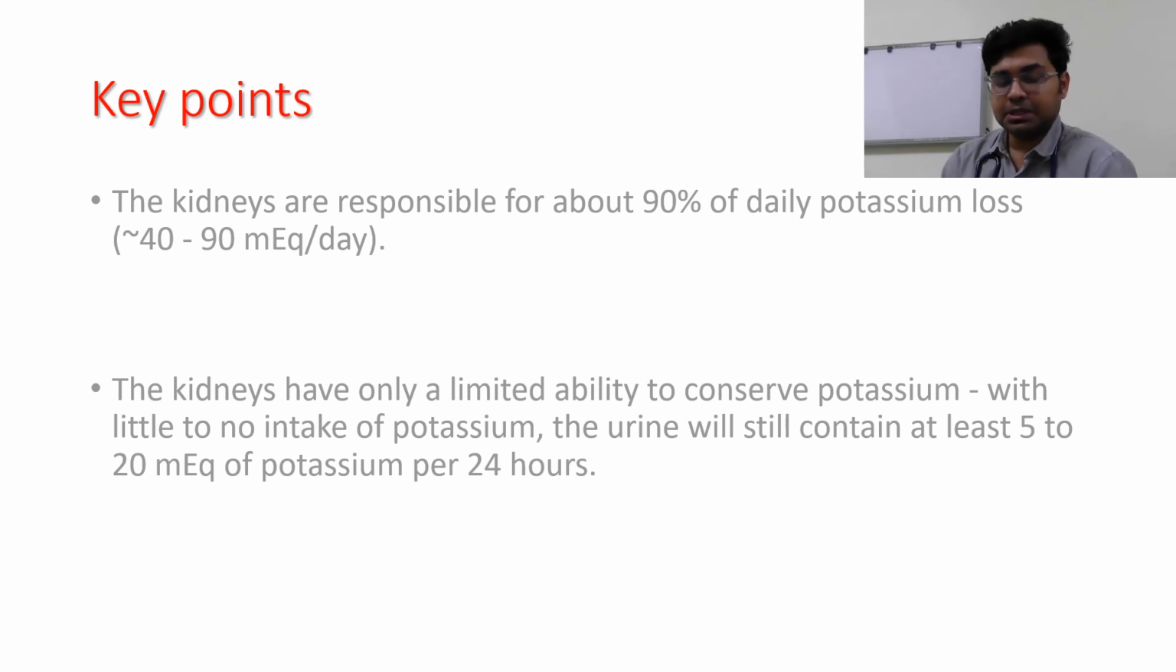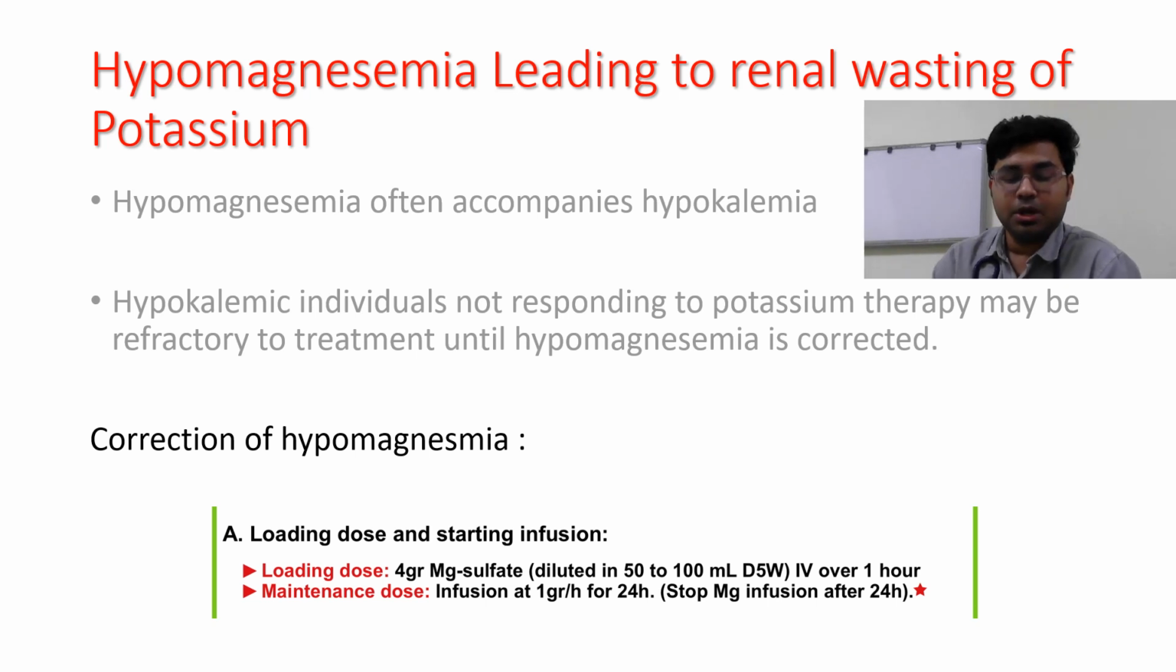So if your patient is in refractory hypokalemia, the first and foremost thing you have to rule out is whether renal wasting of potassium is occurring or not. The kidneys have only a limited ability to conserve potassium. With little to no intake of potassium, the urine will still contain 5 to 20 milliequivalents of potassium per 24 hours. Second important thing is you have to check the magnesium levels as well.